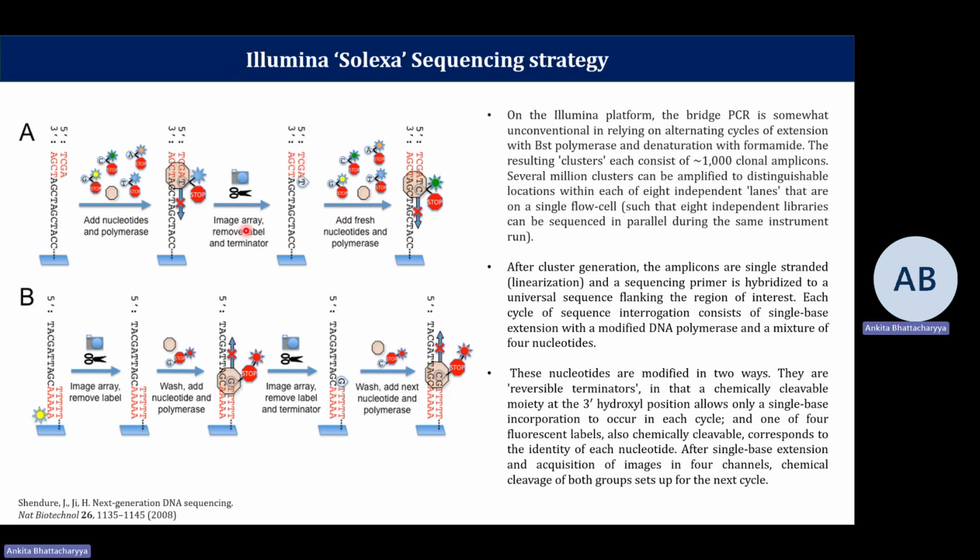Image array, remove label and terminator, add fresh nucleotide. So basically what you do is after the incorporation of the first nucleotide, you image the array, then you remove the label and the terminator, then you again add a fresh bout of nucleotides and the polymerase. The next base gets incorporated. So your first signal was blue because it incorporated thymine. Your second signal is green because it has incorporated cytosine, and so on and so forth.